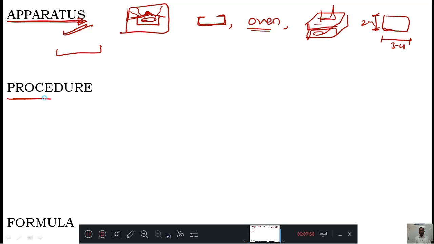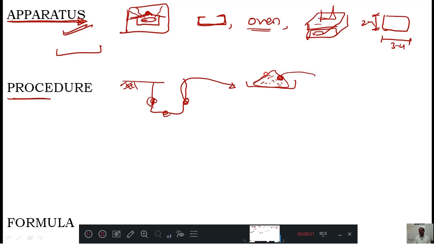Then what is the procedure? The procedure is very simple. Look here. You go to the field and dig the soil. From wherever you want, you bring the soil to the laboratory. This is a tray and you keep this soil in the laboratory. This is a soil whose water content you want to determine. From this soil, you take a small portion and put it in the container.